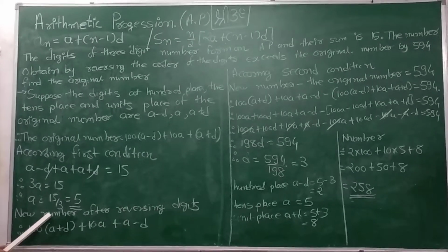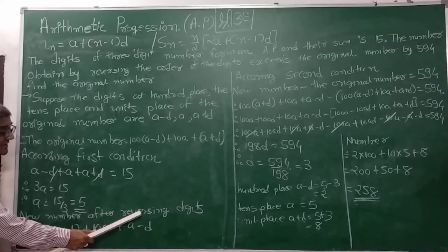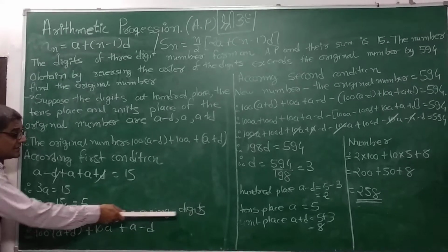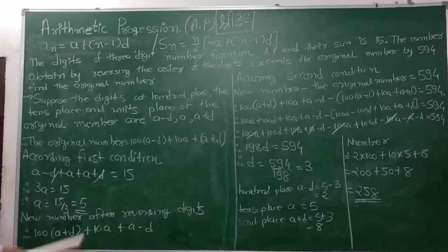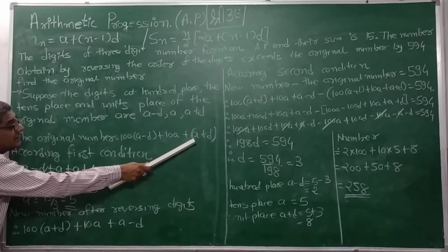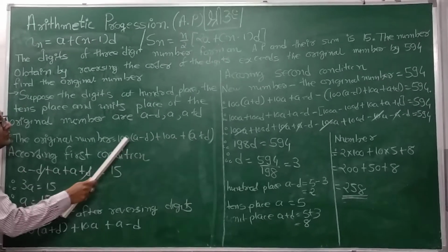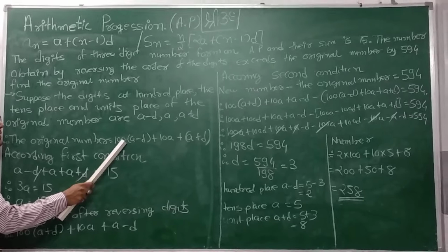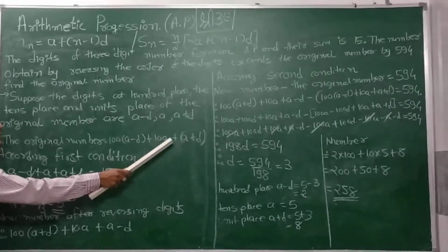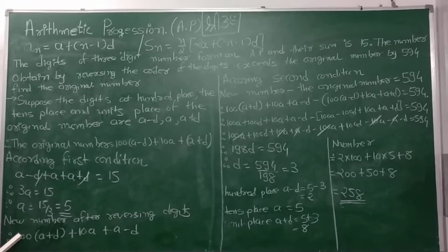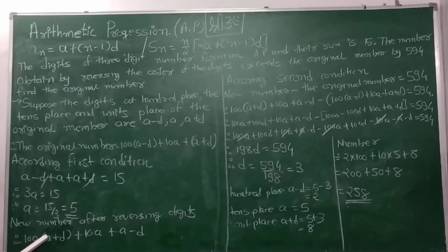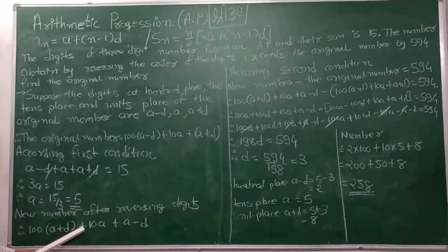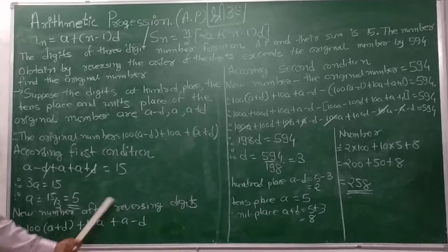Now the new number, after interchanging, reversing the digits. So the new number we are getting here, we are interchanging the digits, that is the unit goes to hundreds and hundreds goes to unit, tens remaining as it is. So that is 100 times (a plus d) plus 10a plus (a minus d).